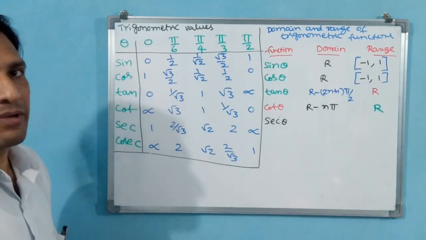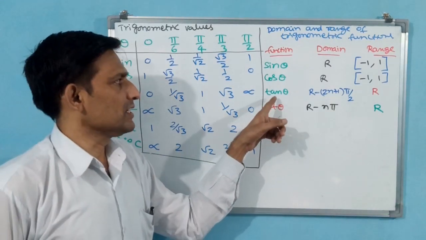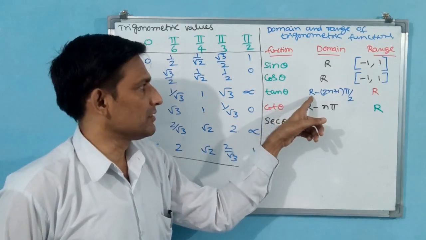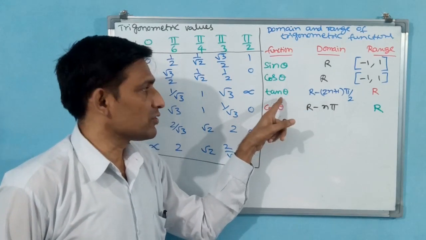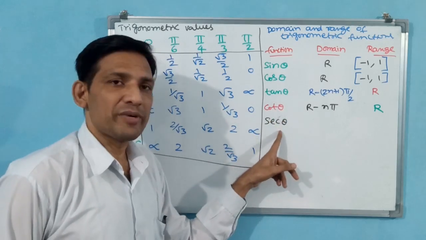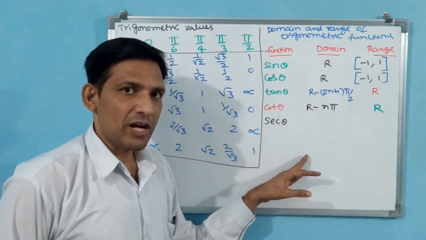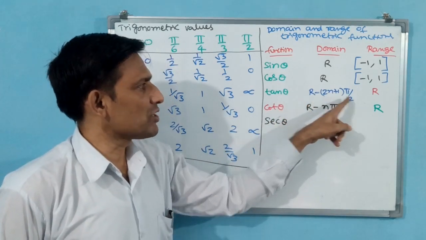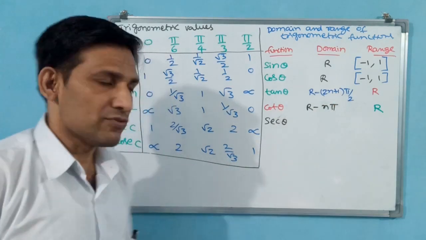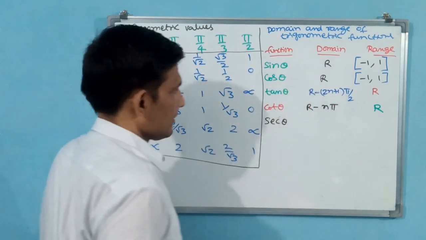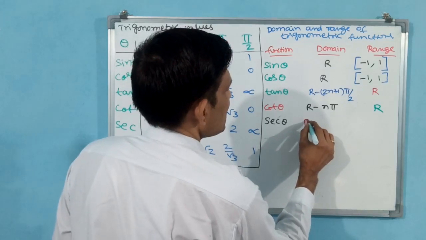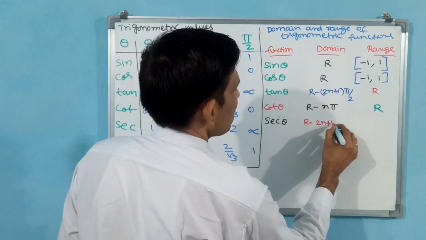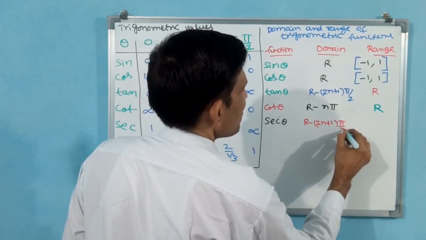Where cos theta is becoming 0, how have we controlled it? See here, in the tan theta case we have controlled it. Sin by cos, there the denominator is cos, and here also the denominator is cos. Denominator should not become 0. That means r minus (2n plus 1) pi by 2 will come here also. Same, you copy. You understand how it has come? R minus (2n plus 1) pi by 2.